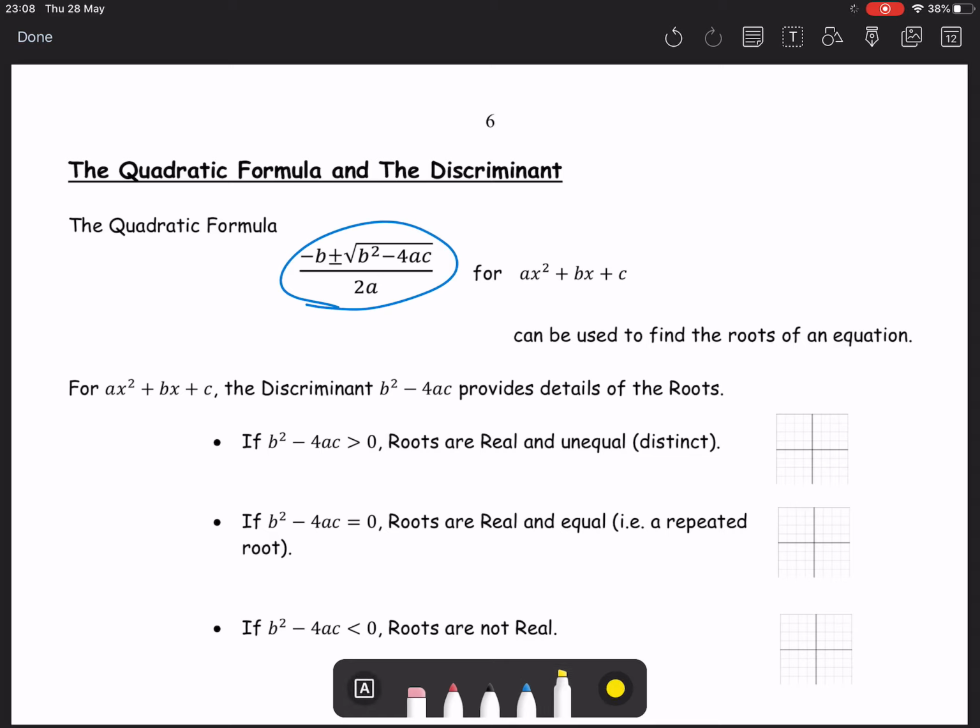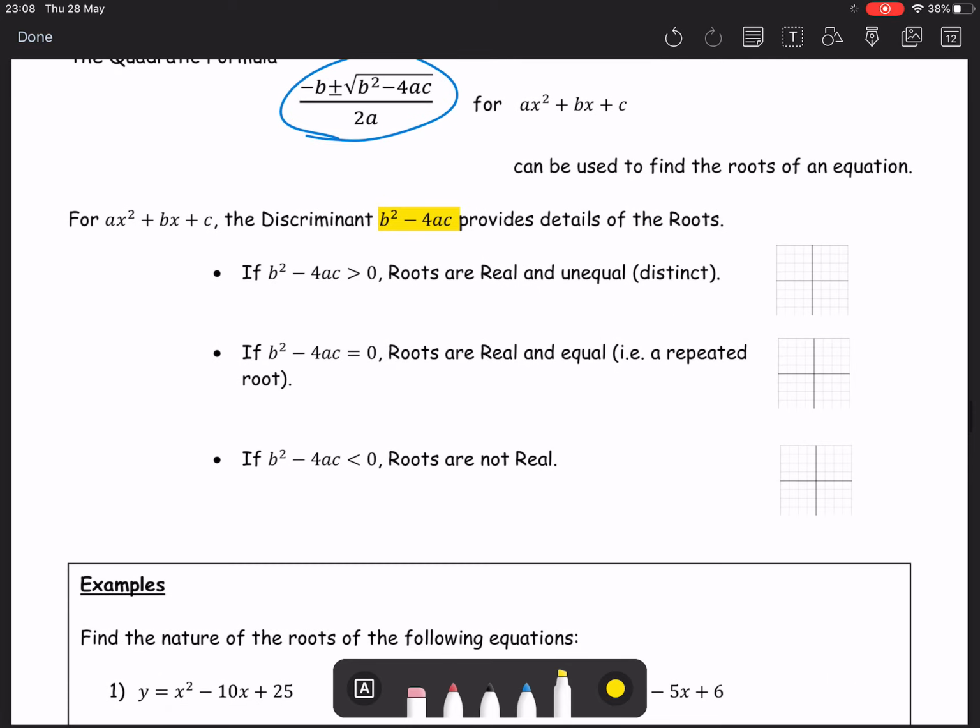And at Higher, as you'll have dealt with in National 5, we are more interested in the discriminant. It's our b squared minus 4ac value. And this provides details of the roots, and this is best described using 3 graphs. So there's 3 possibilities for that value: positive, negative, or 0.